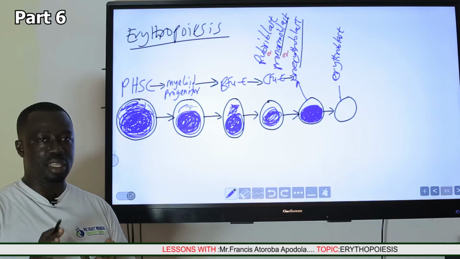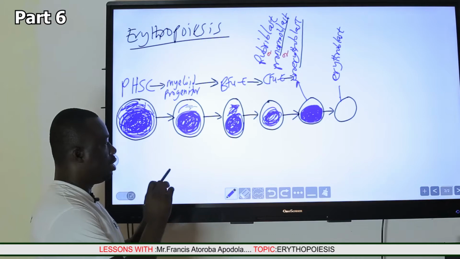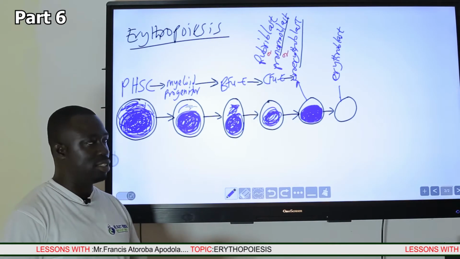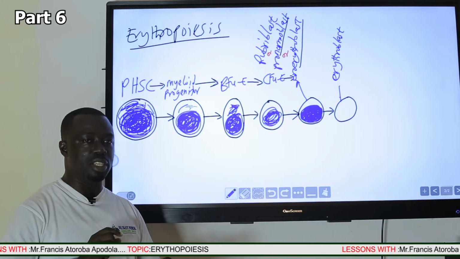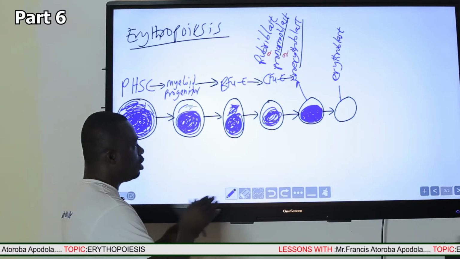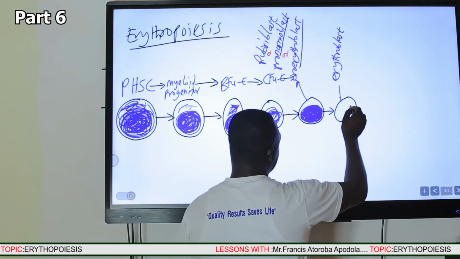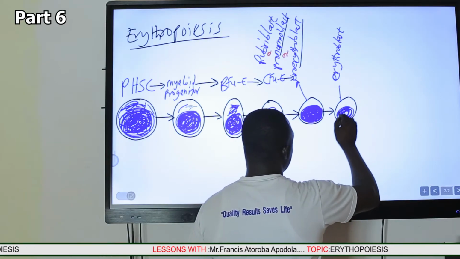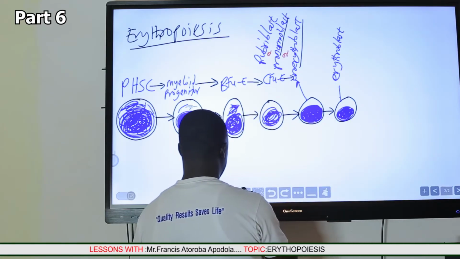In fact, the erythroblast stage is actually divided into 3 different stages. These 3 different stages in the erythroblast are a result of differences in the cytoplasmic staining. So based on the differences in the cytoplasmic staining, the erythroblast stage is divided into 3. And so let's look at something here. So this is the erythroblast stage.